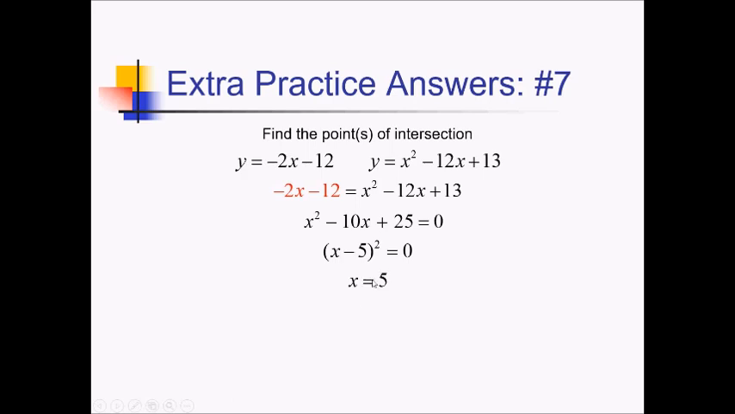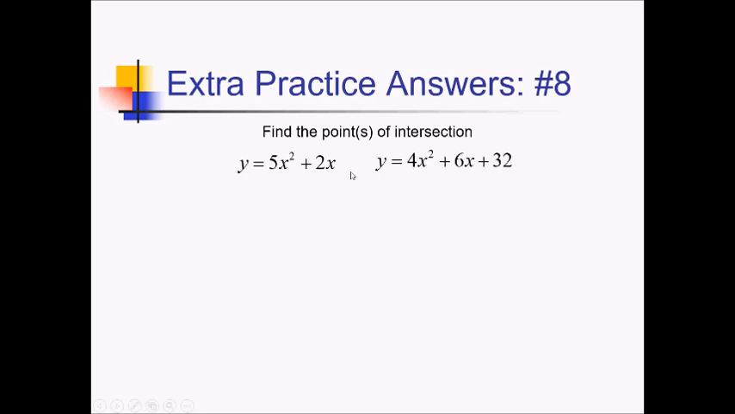Now we just have to plug that back into either of these equations to get a y value that goes with it. Since we're actually finding a point of intersection, I'm going to use this first equation here since there's less going on. So I've got y equals negative 2 times 5 minus 12. That's negative 10 minus 12, so negative 22. So then my answer is the point 5 comma negative 22.